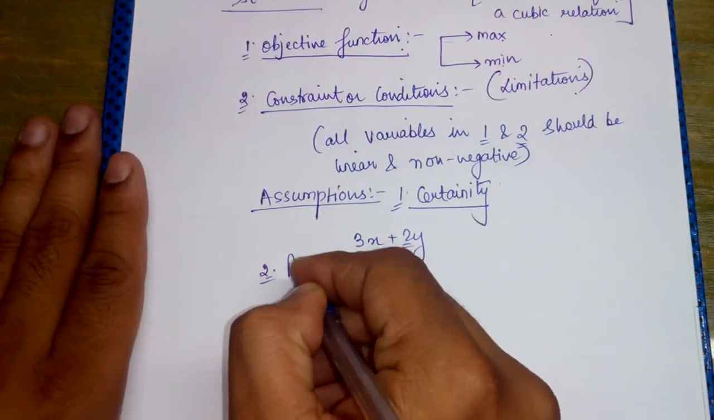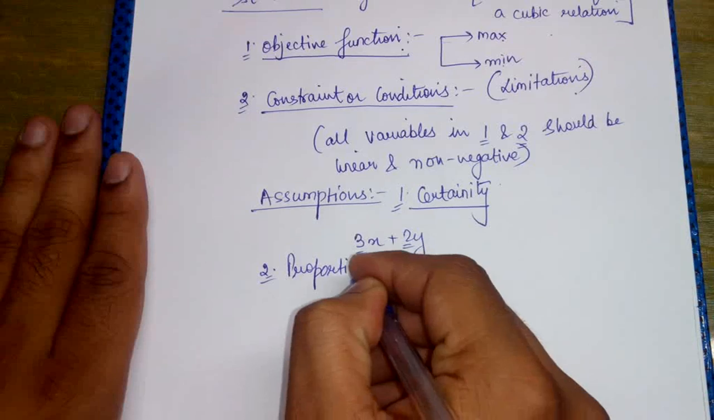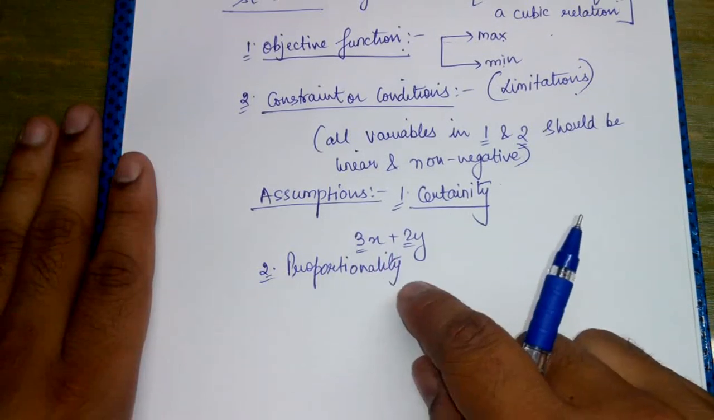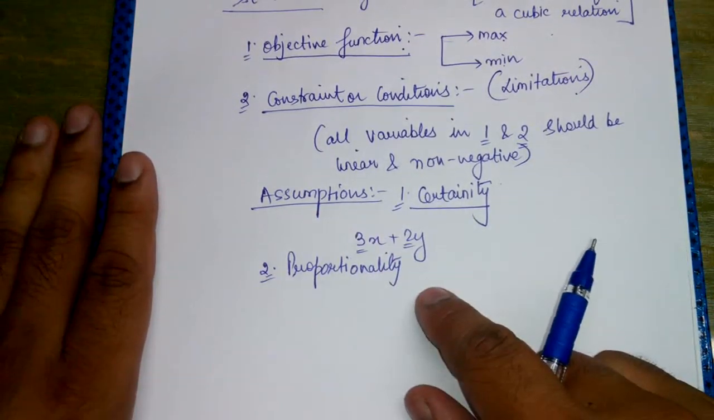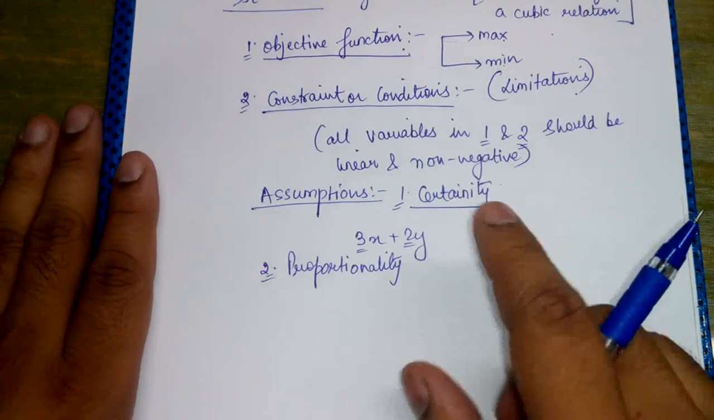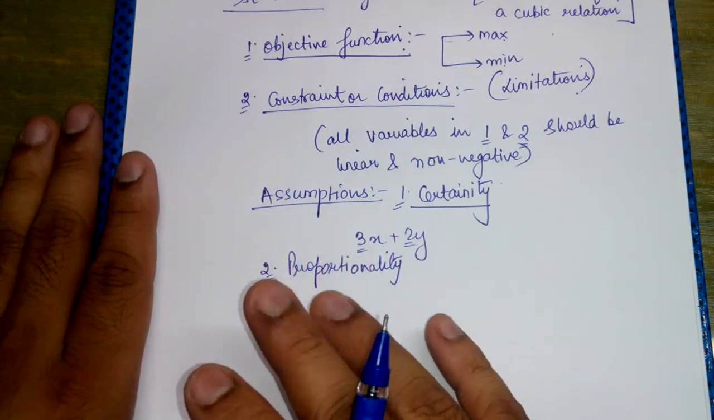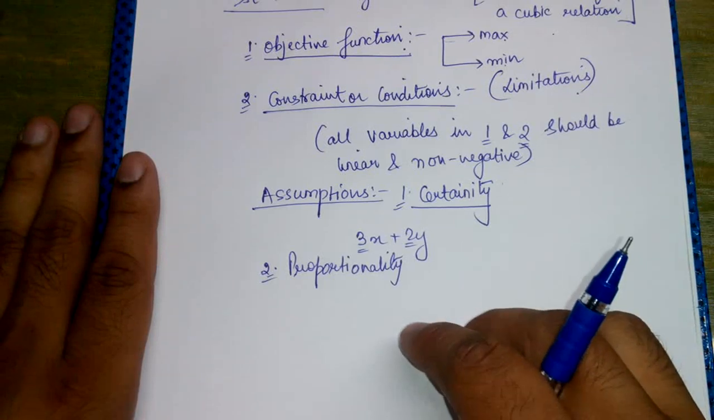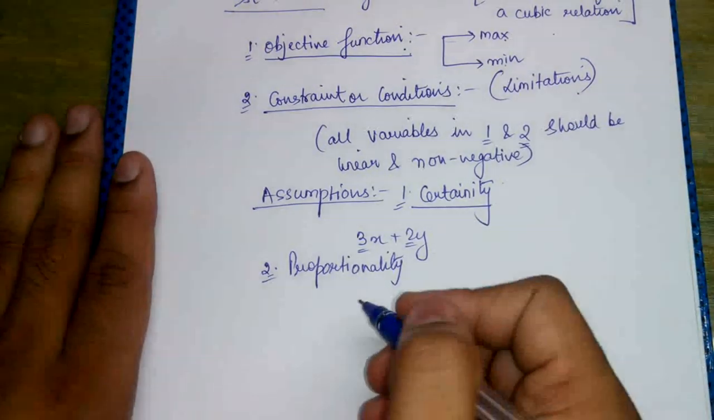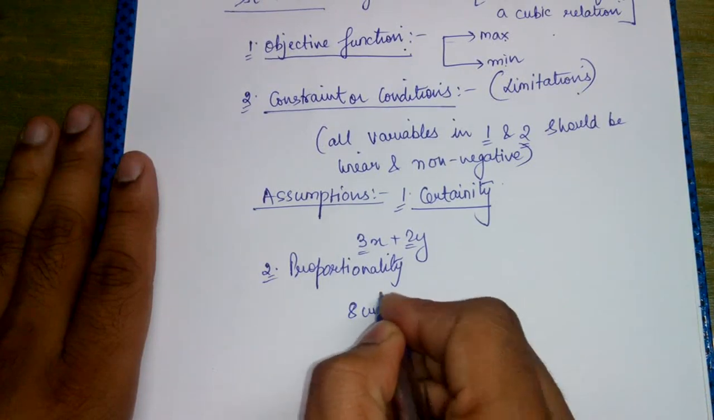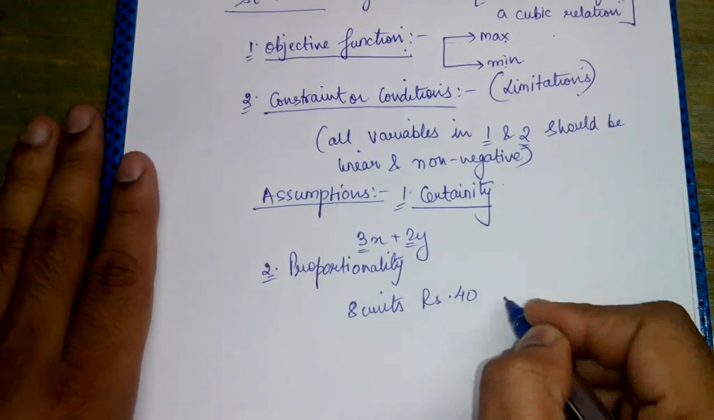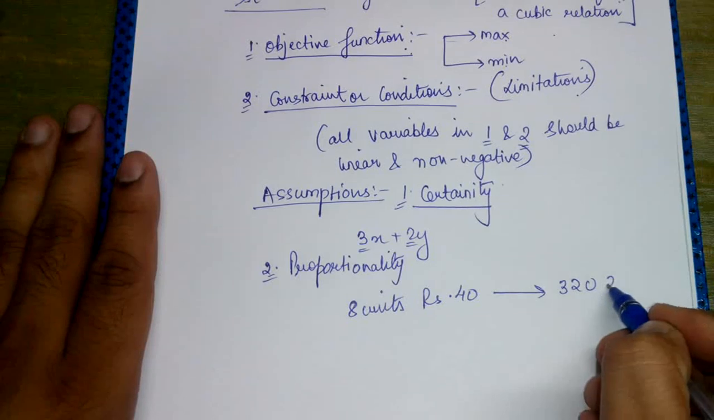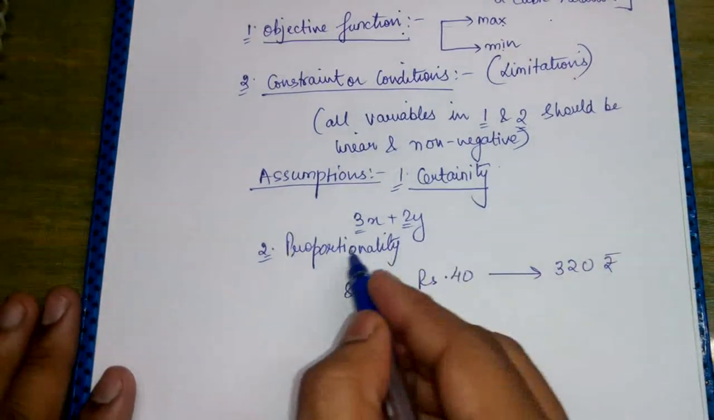Second is proportionality. In the linear programming model, the quantities are based on the law of proportionality in the objective function and the constraints. It means that if a product gives a profit of rupees 40 by selling 1 unit, then with 8 units the profit would be 8 into 40, that is 320 rupees. So this is a proportionality relation.